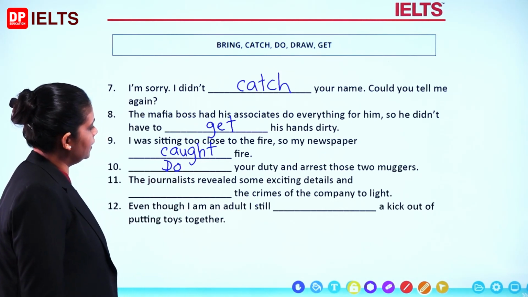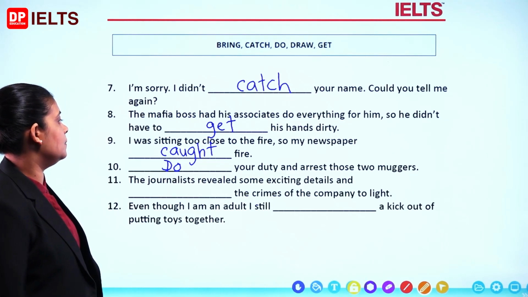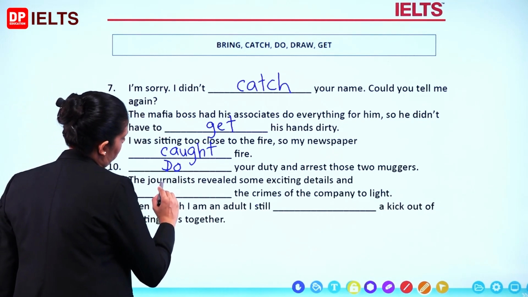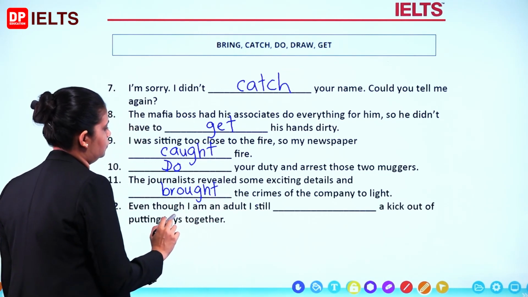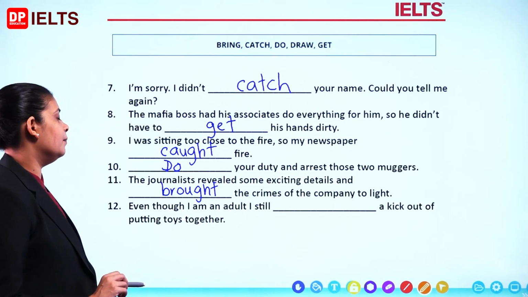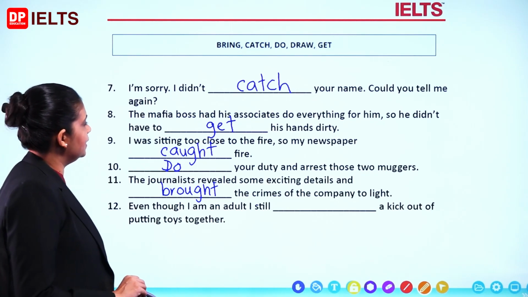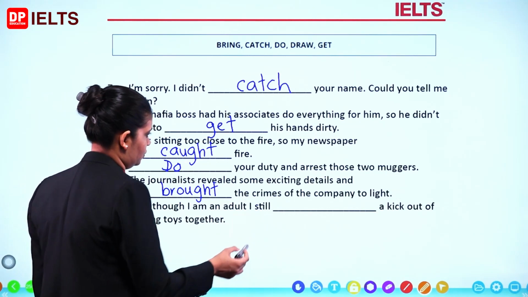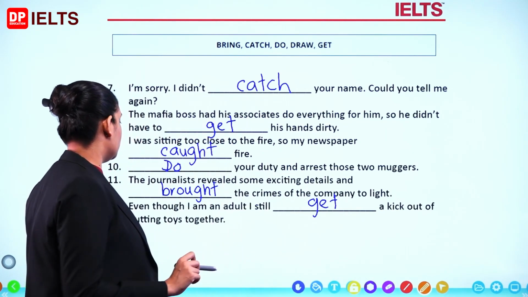The journalist brought the crimes of the company to light. Even though I'm an adult, I still get a kick out of putting toys together. Get a kick out of means you kind of like it.